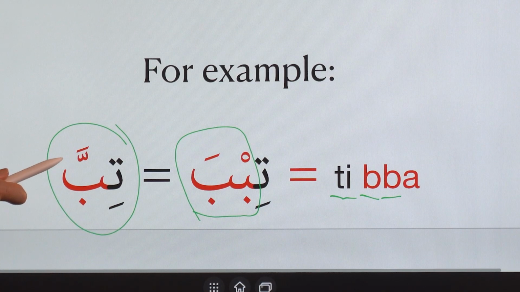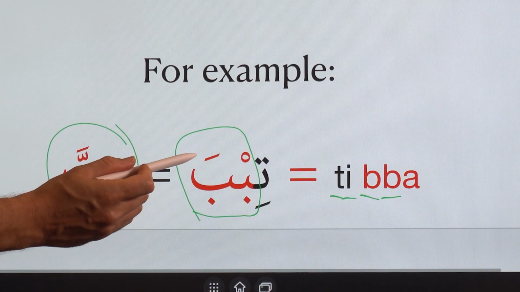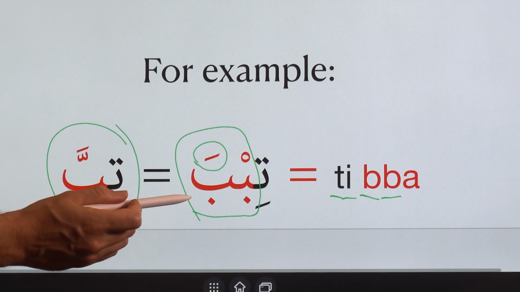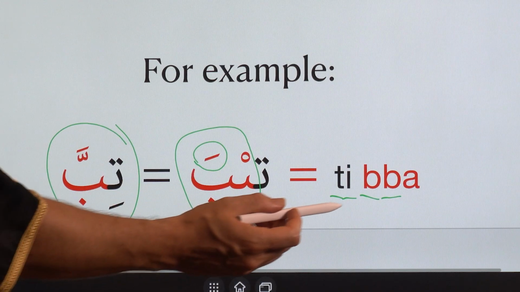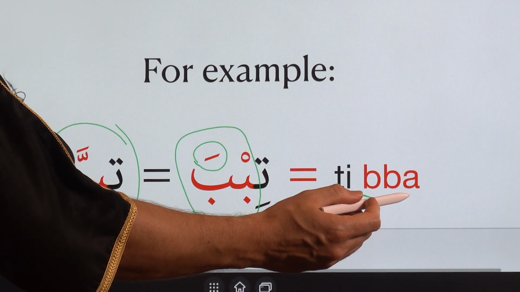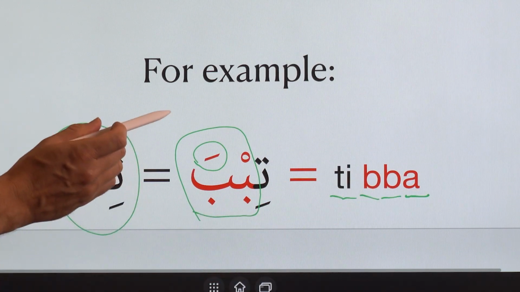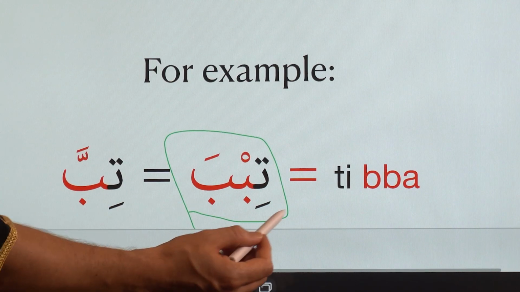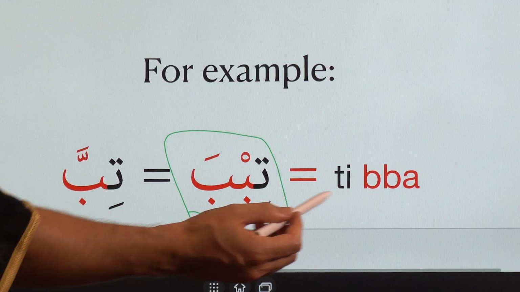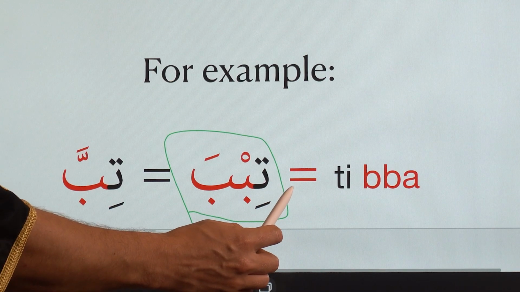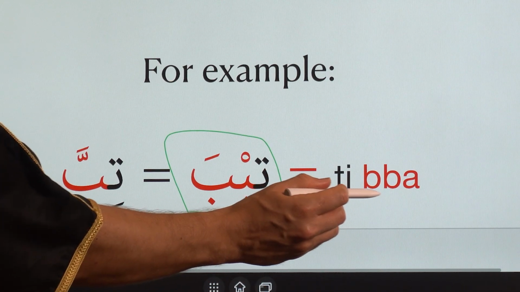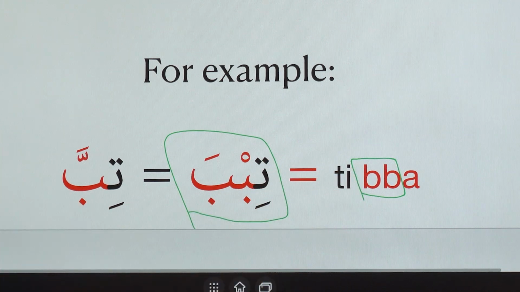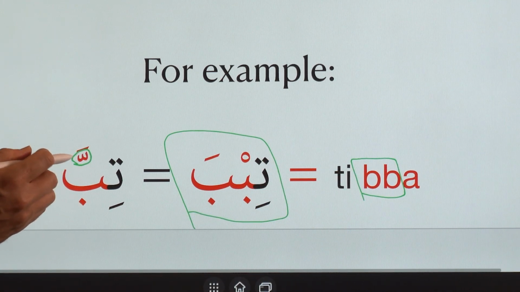And because there is a line written above the shadda, that indicates a fatha. That's why here we wrote a fatha above the second ba. Therefore, after the second B, we would write the letter A to represent the fatha. So if we were going to read this after writing out the sound of each letter and symbol, it would be pronounced tibba, emphasizing that double B sound, because that's what the shadda represents.